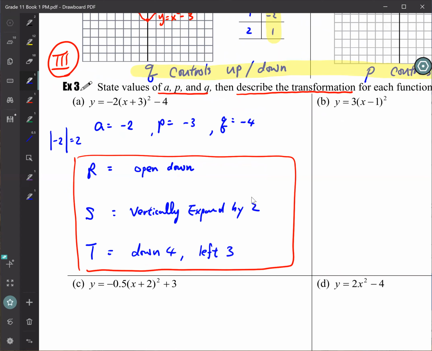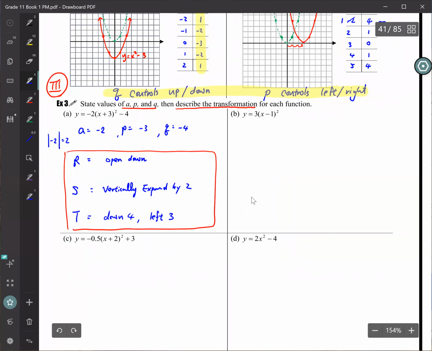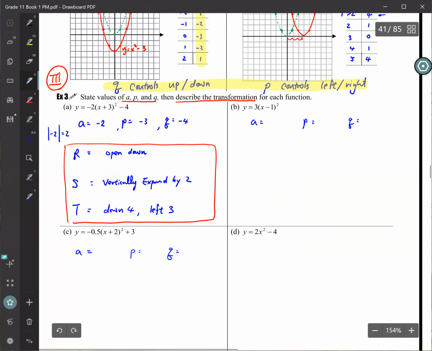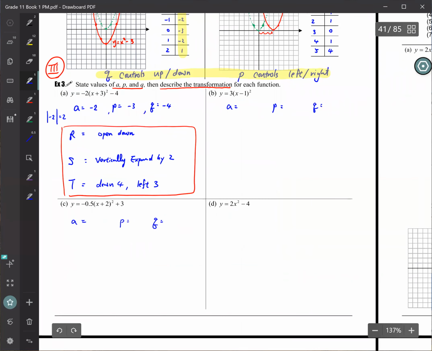Got it? All right, so we have 3 more questions. I'll let you guys finish this right now, and when you finish all 3, you can raise your hand. So find APQ and then write out the RST.